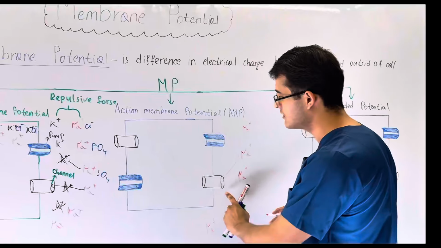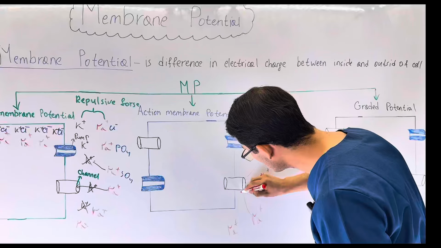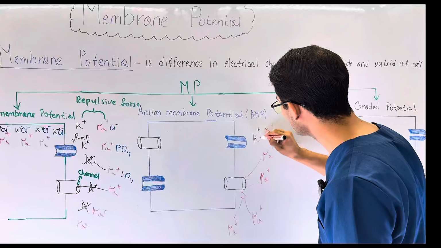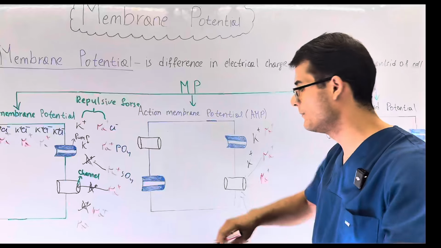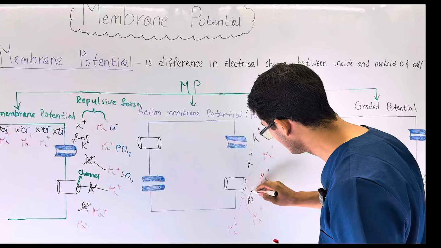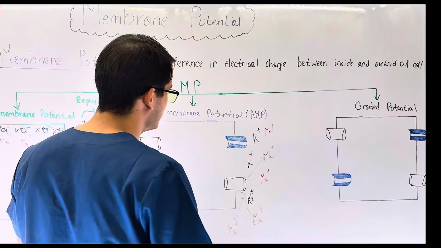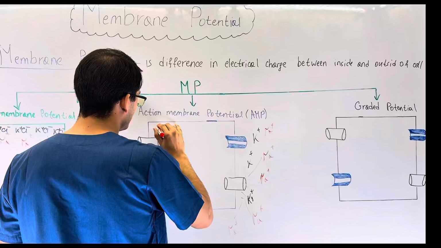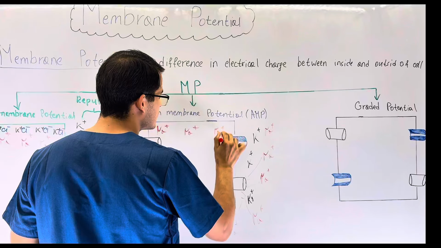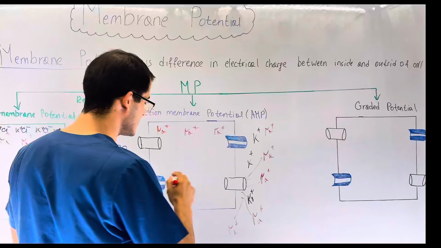There's not only one channel. There are a lot of channels, but I drew only one. So they will start entering, right? And they will remove the potassium, because there's more sodium outside of your cell. So they will remove it, and they will enter your cell. It means that the amount of sodium will be more. It will start getting more inside of your cell.